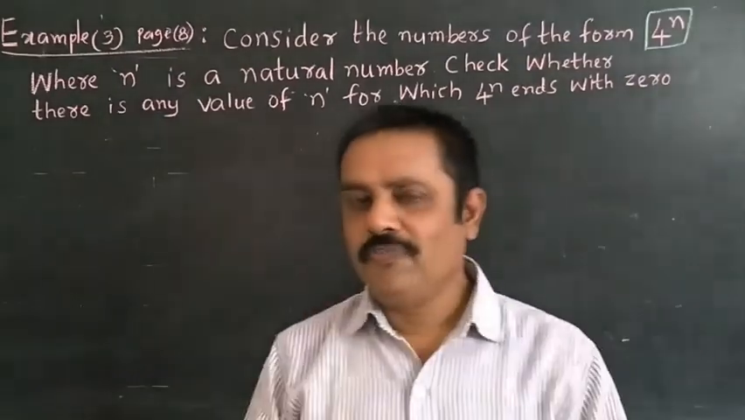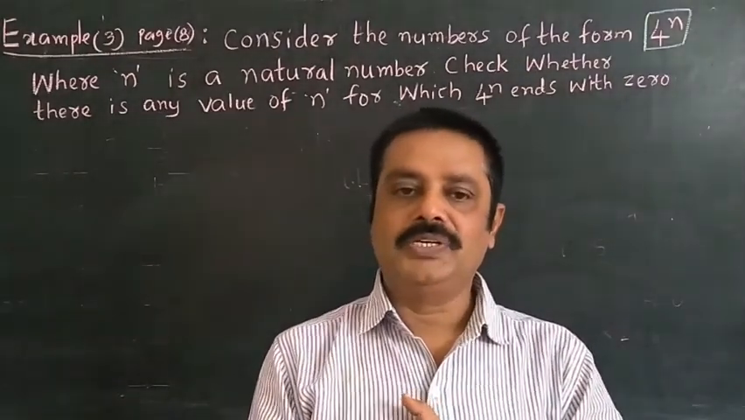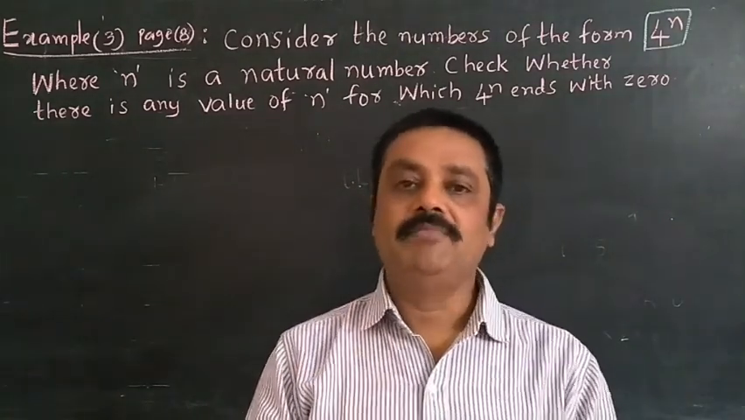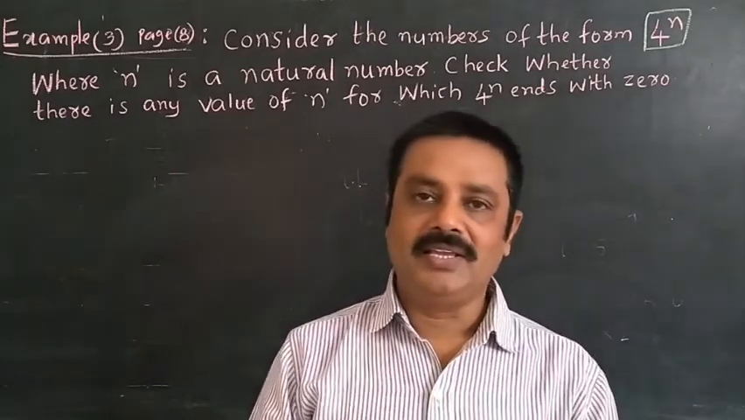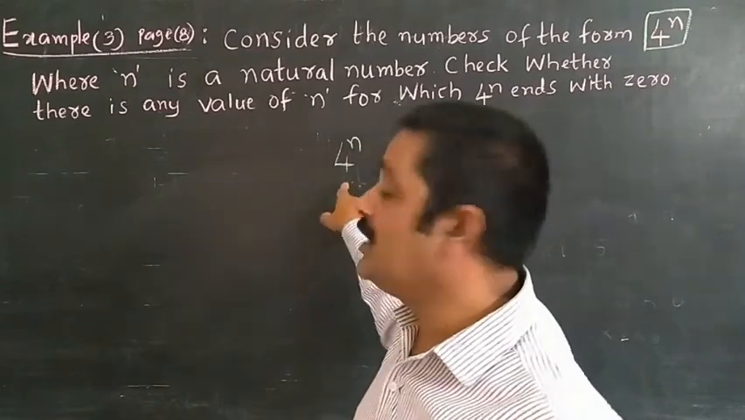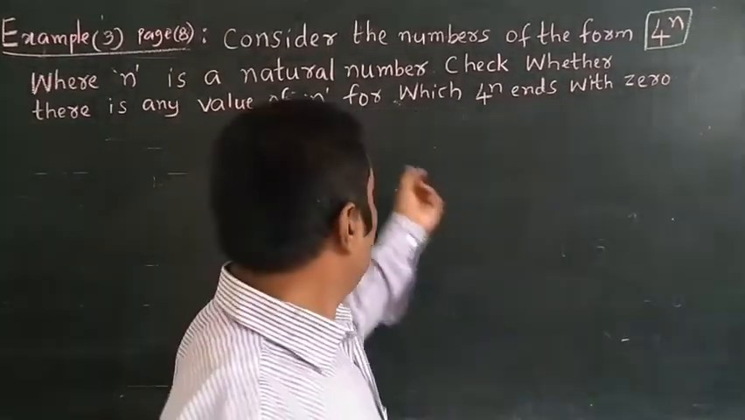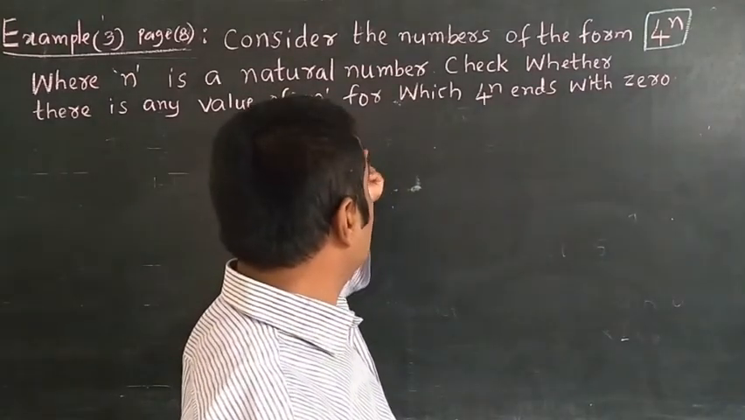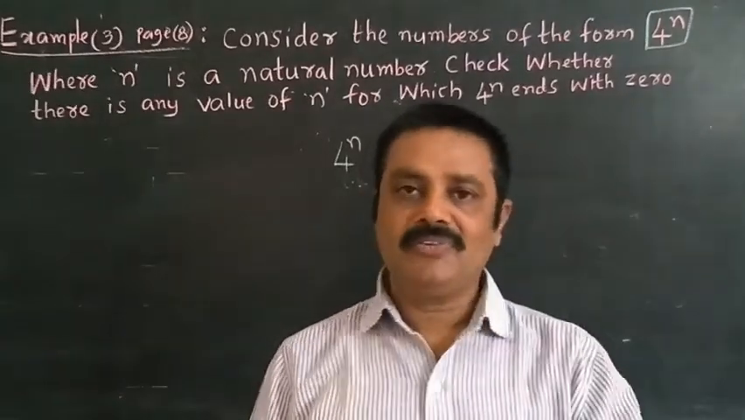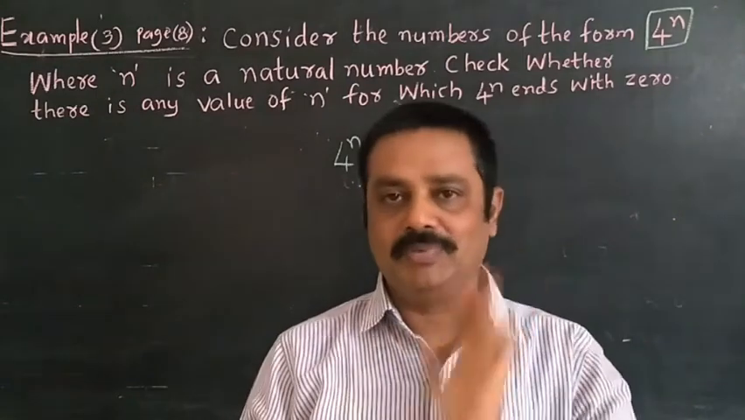If 4 to the power of n is to end with 0 for any natural number n, it should be divisible by 2 and 5. This 4 to the power of n should be divisible by 2 and 5. If n is any natural number, we get 4 into 4 into 4 into something. That product of 4s we have to divide by 2. Is it possible? It is possible.